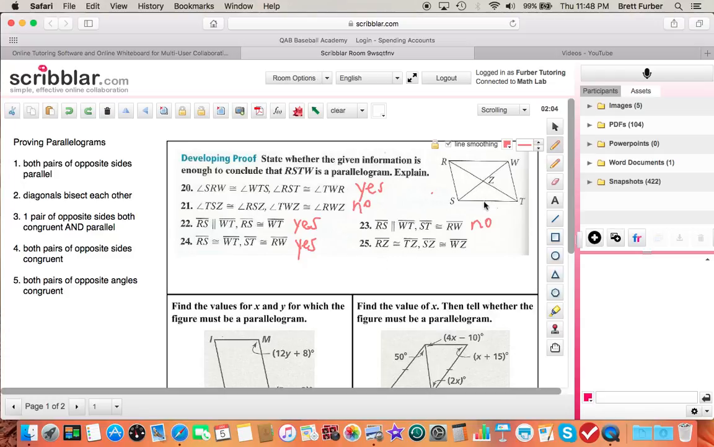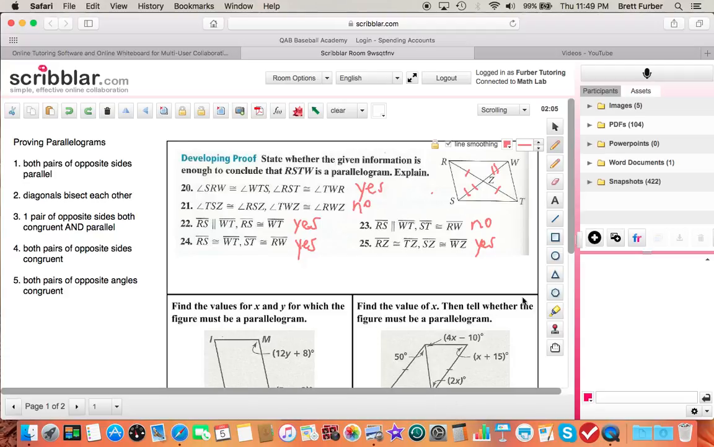Okay, and then number 25, RZ is congruent to TZ, and SZ is congruent to WZ. So look where those markings are. Those markings are located on diagonals. And number 2 says the diagonals of a parallelogram bisect each other. So if they are showing you that they are congruent on either side, then that's telling you that those two lines are indeed diagonals and they are crossing each other and creating equal pieces. Okay? So since the diagonals bisect each other, then yes, that would be a parallelogram.